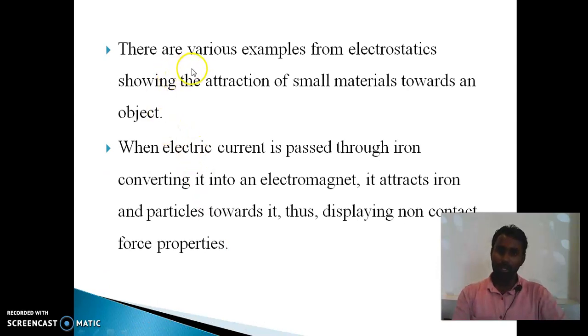There are various examples from electrostatics showing the attraction of small materials towards an object. Any small particles it can attract. That also comes under non-contact force. When electric current is passed through iron, it is converted into an electromagnet, as I said. Whenever electricity flows through any metallic object, it behaves like a magnet, so we call it an electromagnet. It attracts iron particles towards it, thus displaying the properties of non-contact force. So remember this one.